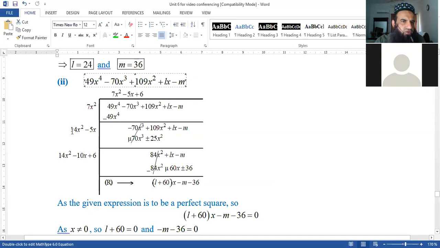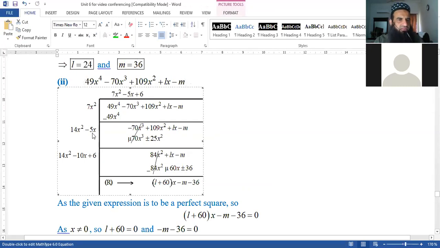Now read the table of 14x square to generate minus 70x cube. Obviously you will read it minus 5x times, you will write minus 5x there, and you will write minus 5x as well right in this place. Then minus 5x will be multiplied with both of these terms, one by itself and one by 14. It will give you 70x cube minus 25x square, and it will generate 84x square plus Lx minus m.